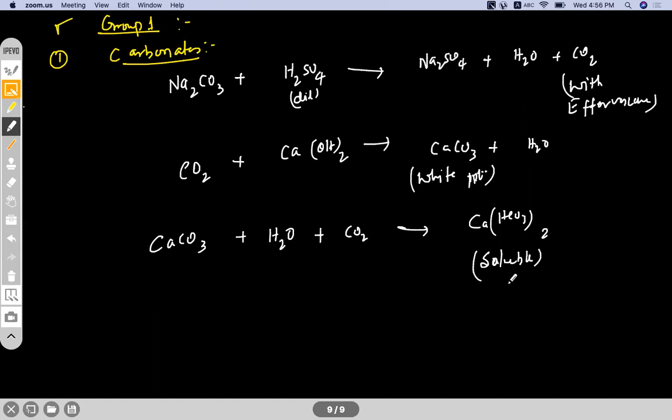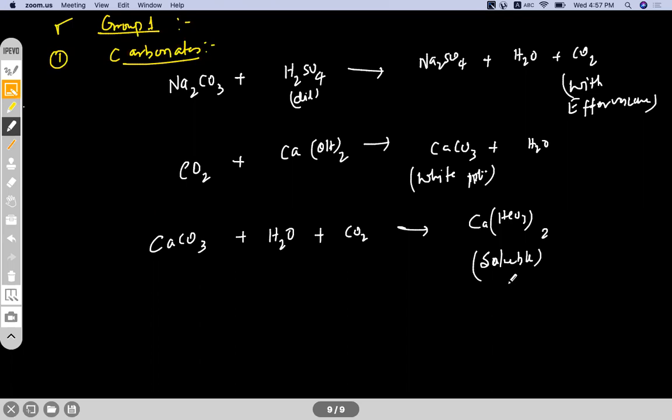So this is for carbonates. What you have to keep in mind is that CO2 gas evolves, which is obviously a colorless and odorless gas. It evolves with a brisk effervescence in cold, right? Effervescence comes out.